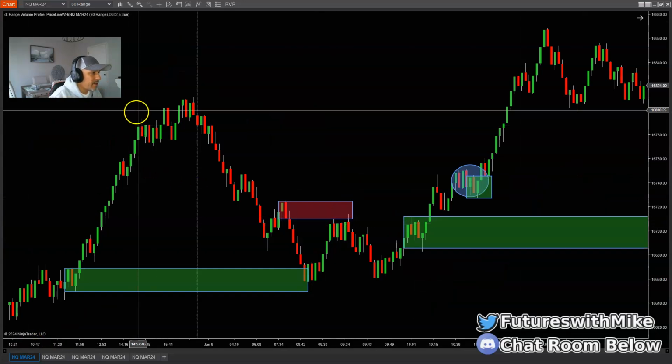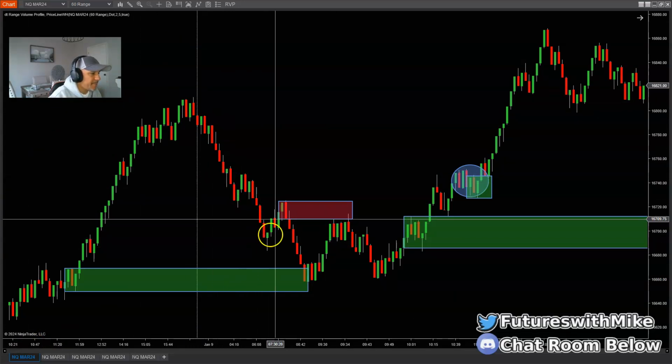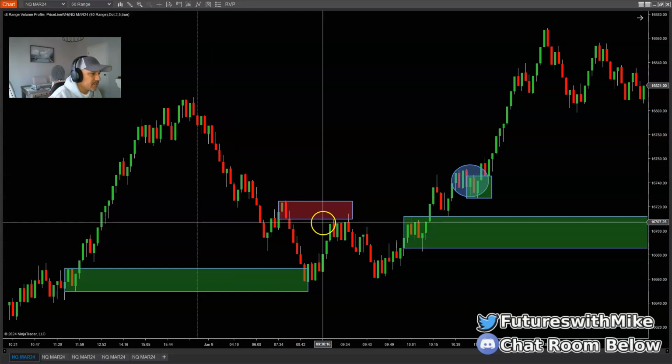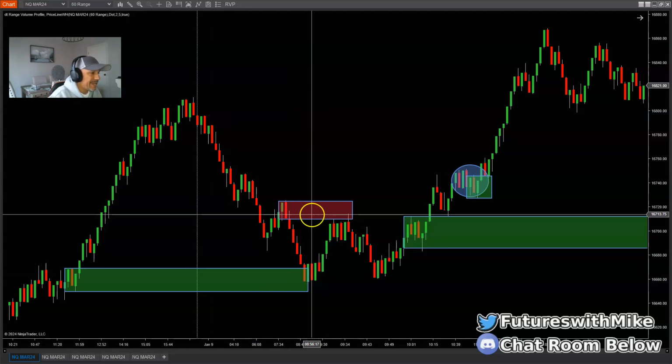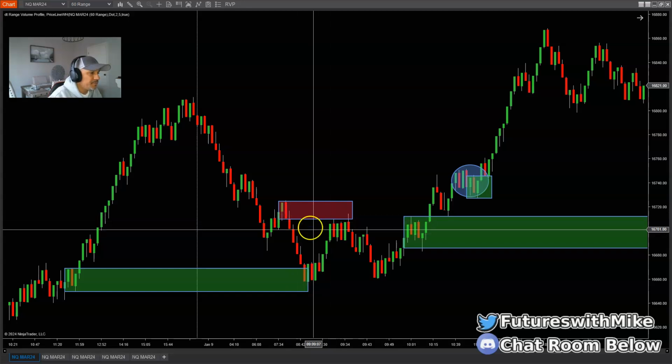This is a supply area. Market's breaking structure to the downside. Aggressive selling to the downside. There's a fair value gap, imbalance, resting back at the zone right here. All right, supply zone. Get the rejection.